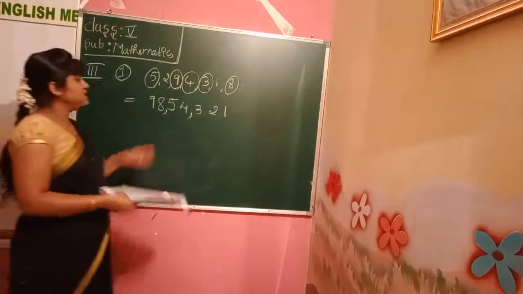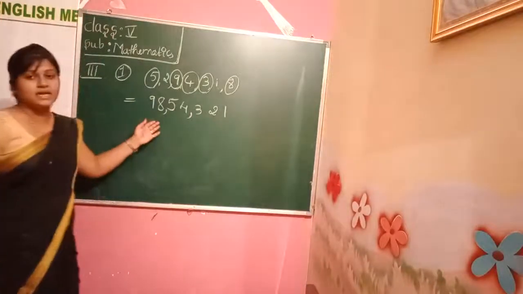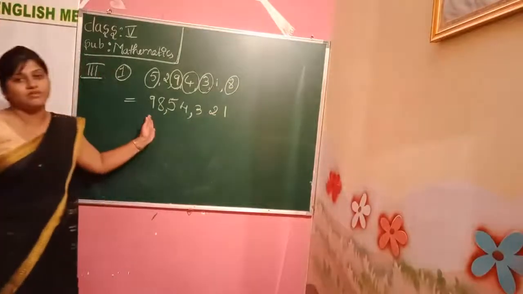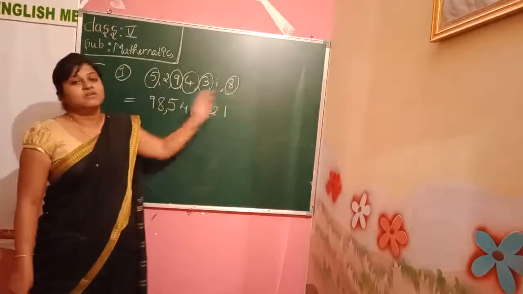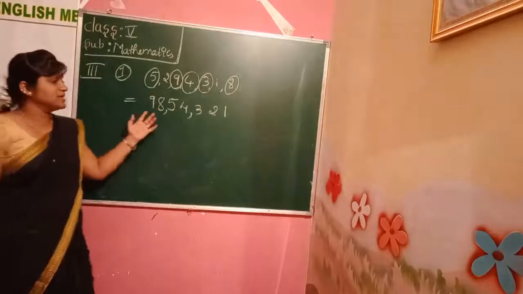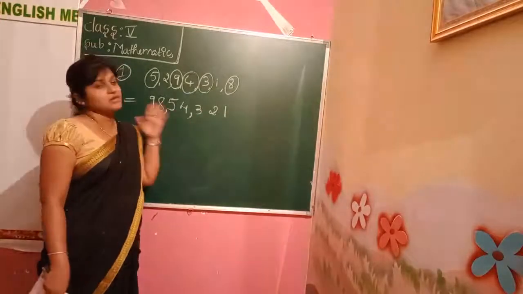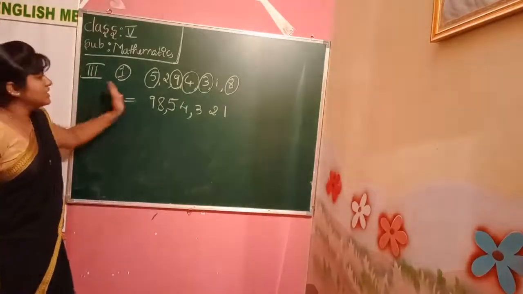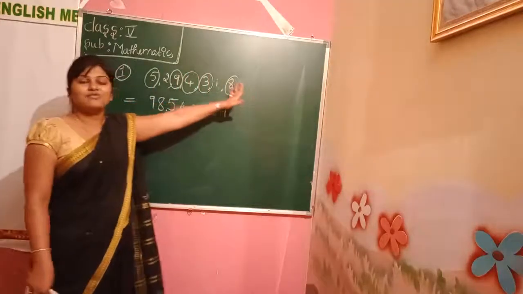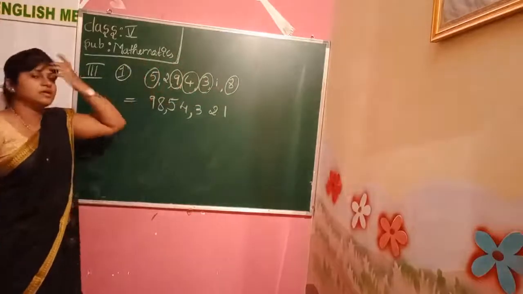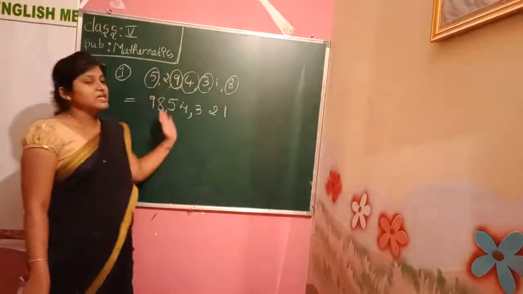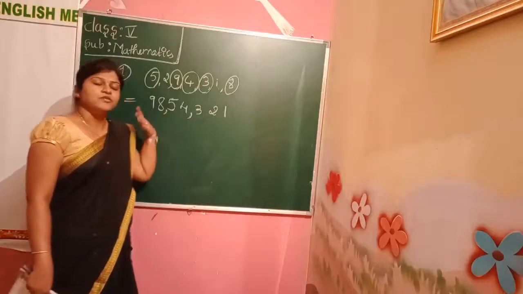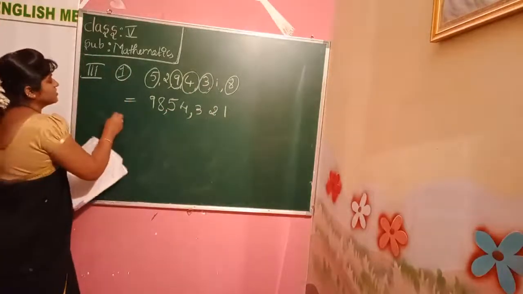That is 98 lakh 54,321. The highest number we got from using these numbers. Okay, understood? They gave different numbers there. We have to find out which is the greatest number in this, and arrange it in a systematic way and find the greatest number. This is the first one.